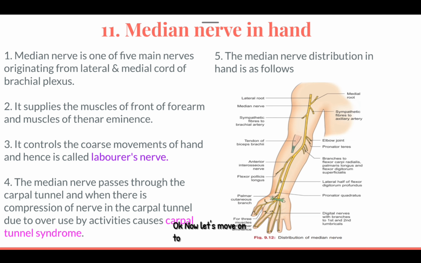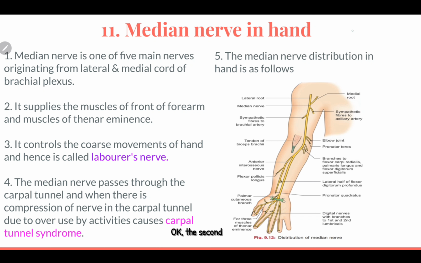Okay, now let's move on to the video. The first question we are going to discuss is the median nerve of hand. The median nerve is one of the five main nerves originating from the lateral and medial cord of brachial plexus. So, the lateral and medial cord of brachial plexus give rise to the median nerve.